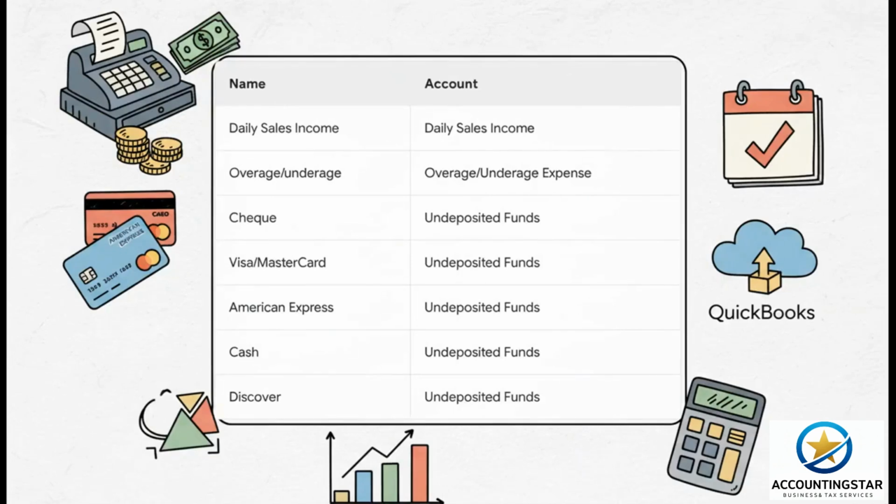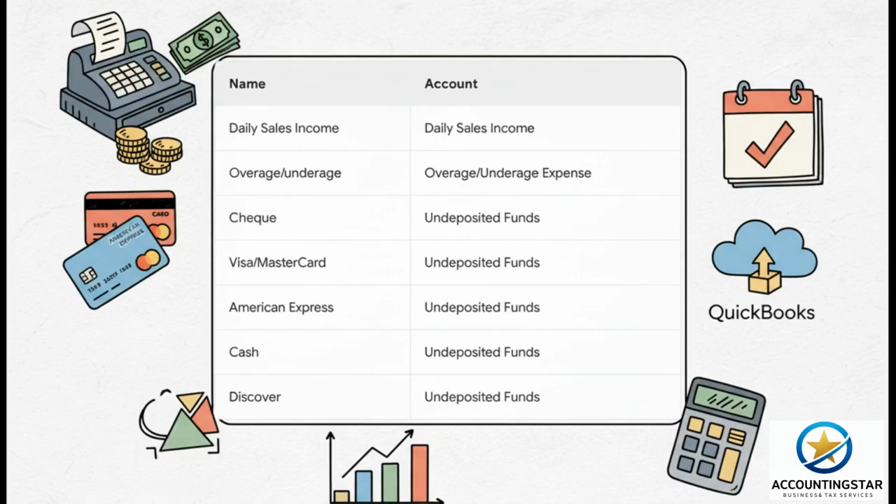And here you can see exactly how it all connects. The daily sales income item points to our income account, overage/underage points to that special expense account, but now look closely. See how all the payment types, cash, check, Visa, all of them, they all point to undeposited funds? This is absolutely crucial. It's basically a digital bucket in QuickBooks that holds the money you've collected but haven't taken to the bank yet.